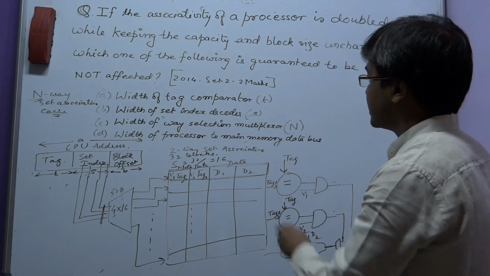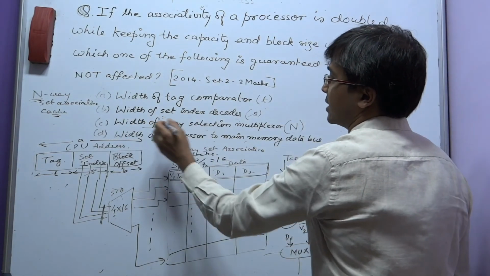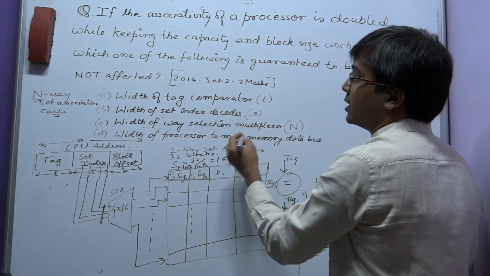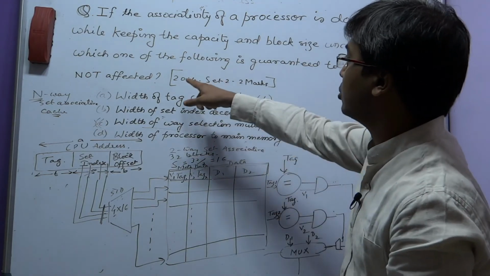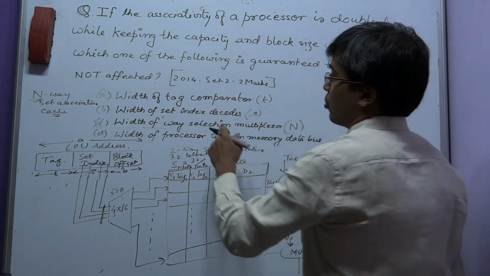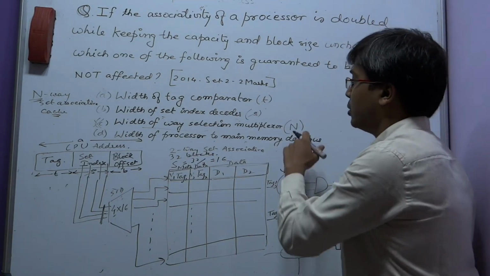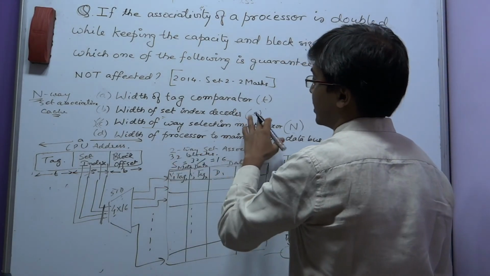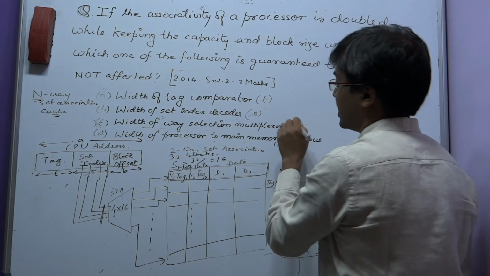Now if we change the associativity of the cache, this would definitely get affected. The width of the way selection multiplexer is directly dependent upon n, so this would definitely be affected. So this is struck off, because we need to find out which one is not affected. Now whether these two are affected or not, we need to determine. So let us change the value of associativity, and again determine whether the width of the set index, that is small s, and small t, are affected by the change in the value of n or not.